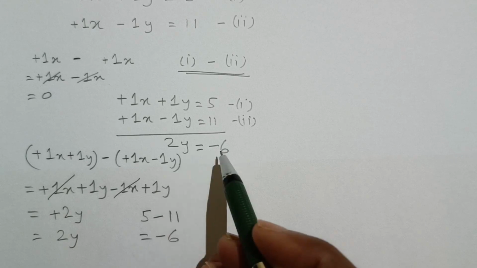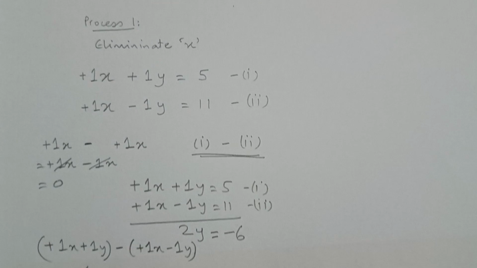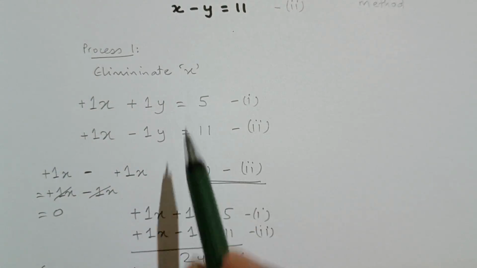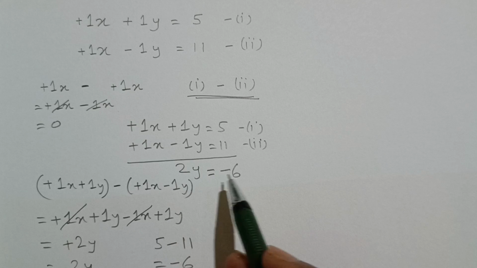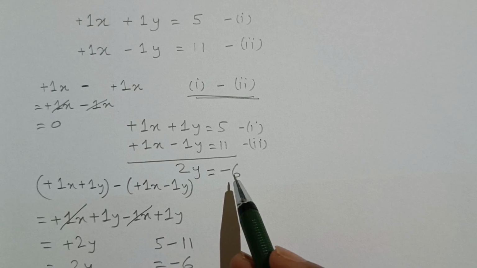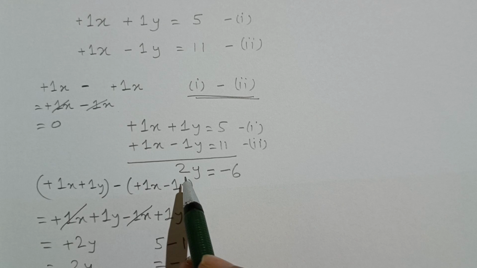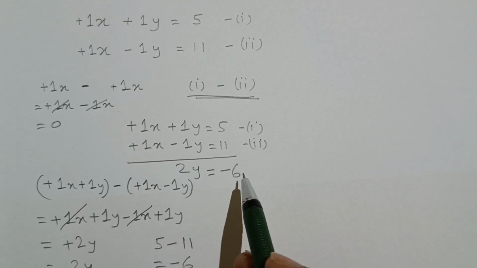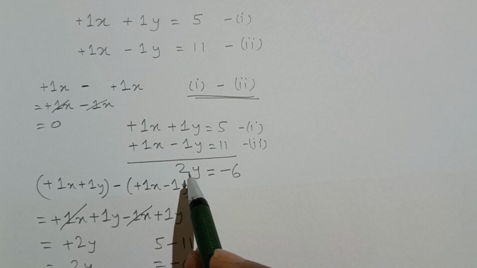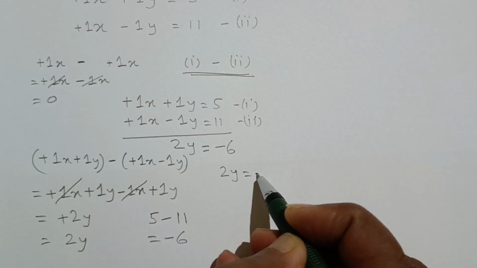And now you can see that there is no variable x. So we have eliminated variable x. 2y equals minus 6. In this equation there is no variable x, so variable x has been eliminated. So from here I can find out the value of the variable y.